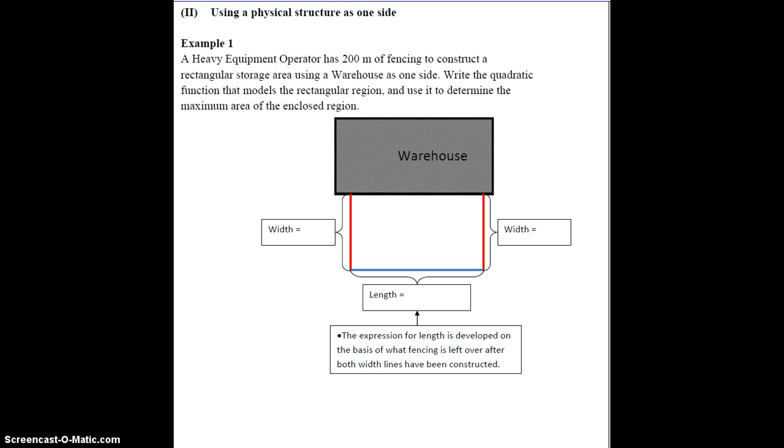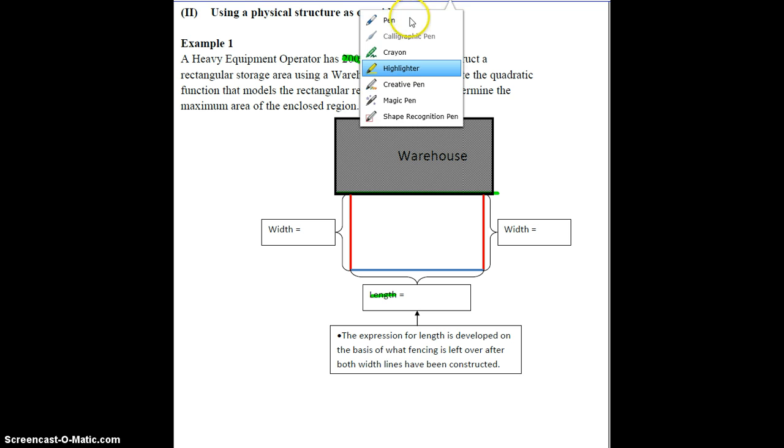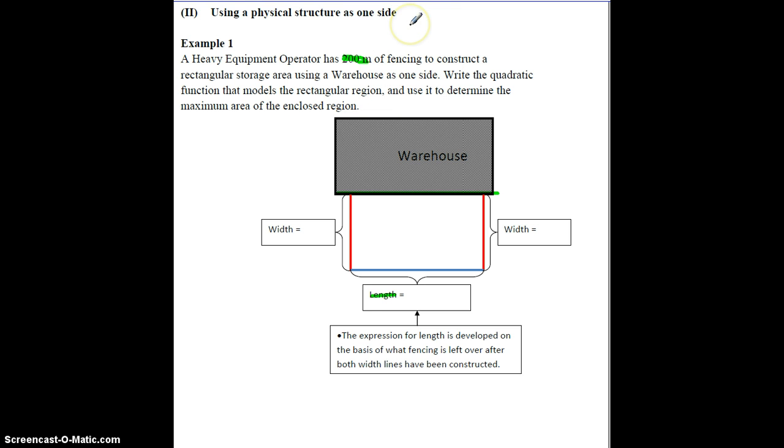So, there's only 200 meters of fencing used this time, but one side of the fence is going to be taken up by the side of the warehouse. So in this case, we only have one length that we need to worry about here. The other length is taken up by the warehouse. So the width, we'll call that x. So it will be one there, one here.